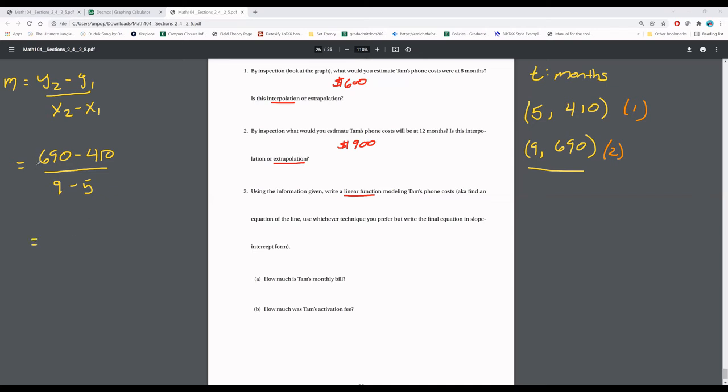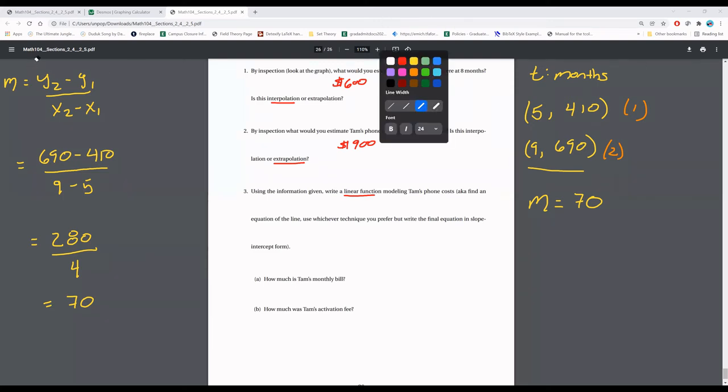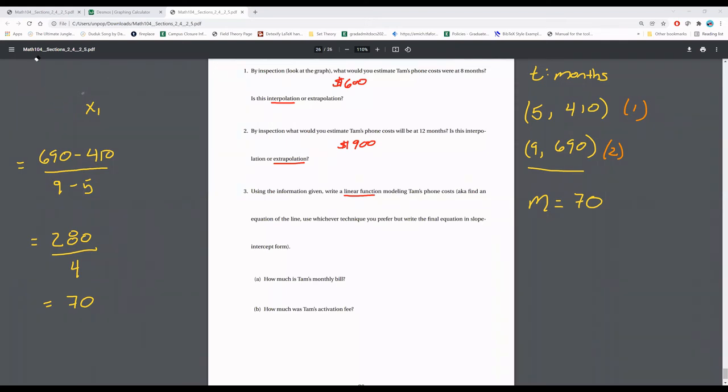690 minus 410 is 280, and 9 minus 5 is 4. 280 divided by 4: 80 divided by 4 is 20, and then 200 divided by 4 is 50. Adding those two, I get 70. So it tells me my slope, and I'll write that over here, my slope must be 70. That's the first thing we need.